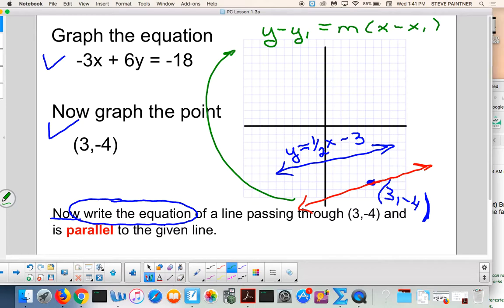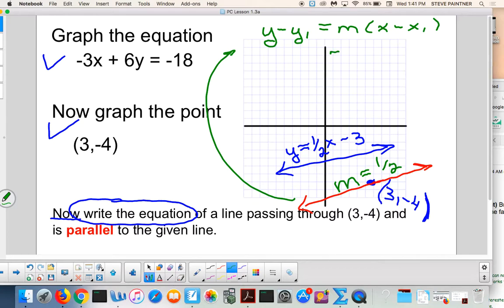Do you have a point on the red line? Do you know a point on your red line? Yeah, it's right here. Do you know the slope? They're parallel, so what's the slope? It's got to be the same, right? 1/2. To be parallel, that's the definition of parallel. Slopes must be the same.